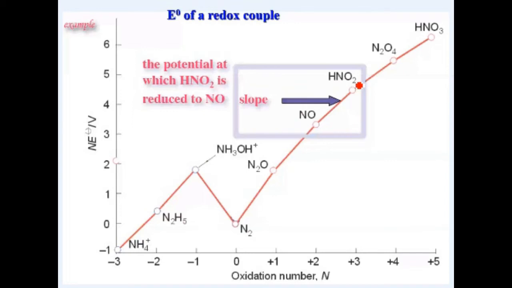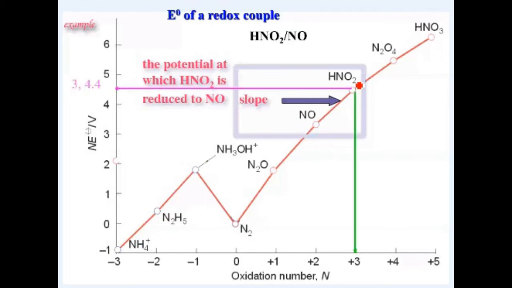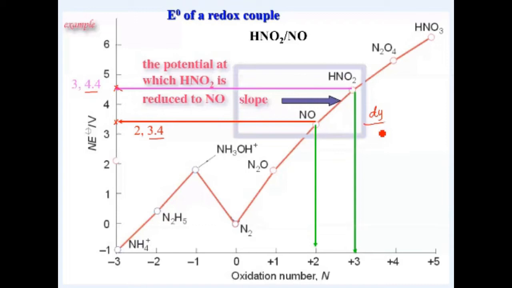First of all, you have to analyze the data from the textbook or reference book. So first, we know that HNO2 to NO is possible. The NE value of HNO2 is 4.4 and for NO it is around 3.4, from this particular graph. So for dy by dx, you have to calculate the slope: 4.4 minus 3.4.